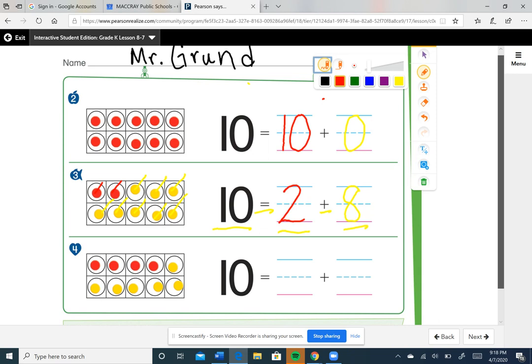How many reds do I have? Let's count. Ready, set, go. 1, 2, 3, 4. How many yellows do I have? 1, 2, 3, 4, 5, 6. So 10 equals 4 plus 6. Awesome job.